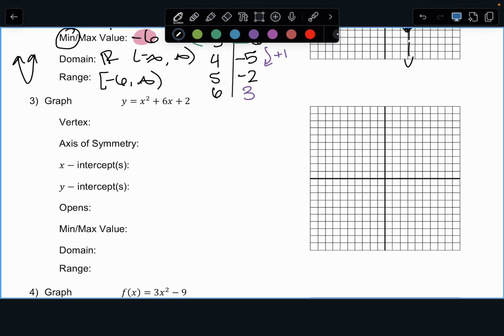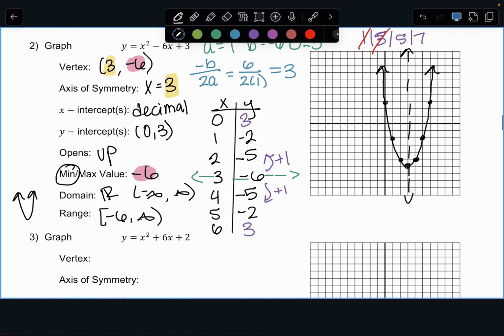Why does it need to have that many points? Which table? This one? I just added an extra point because I wanted to get to 0 so I could fill out this information. Oh, okay. That's all.